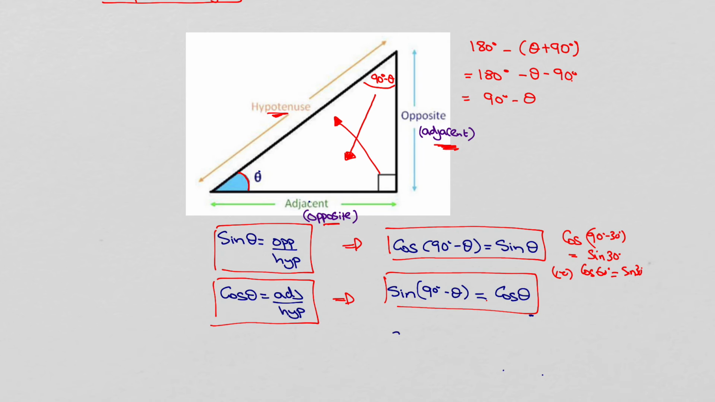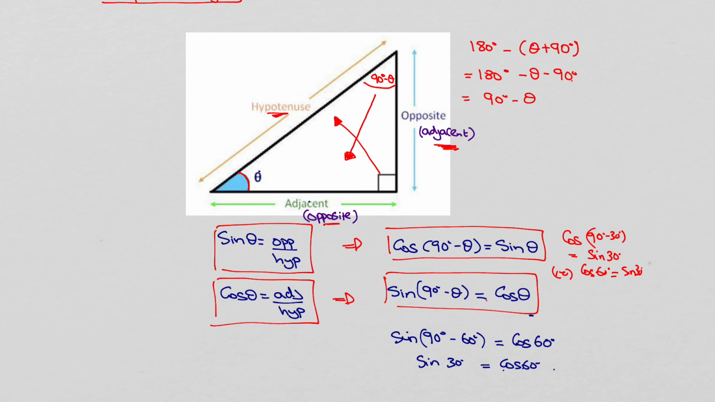Say we had sine 90 minus 60 this time, which would be equal to cos 60. In other words, sine 30 is equal to cos 60. So again, you end up with the same thing there.